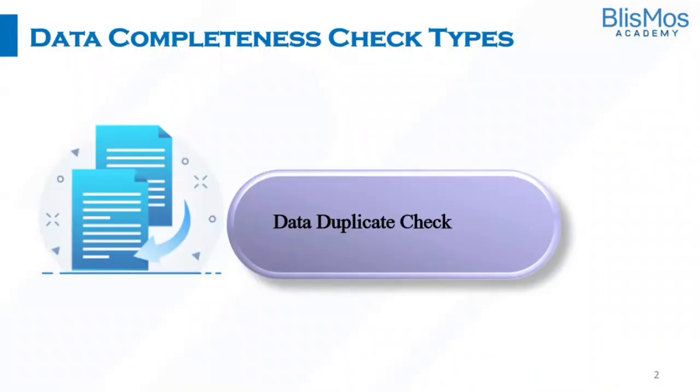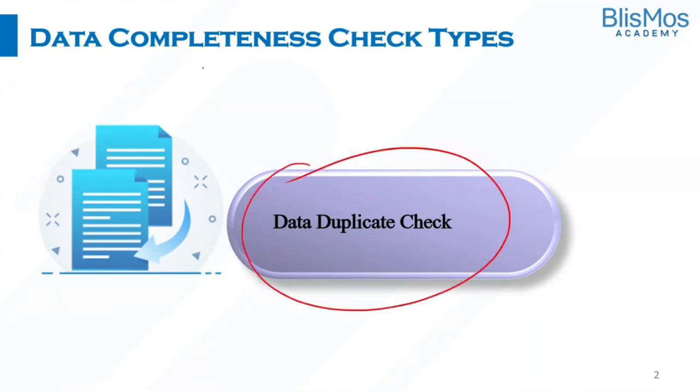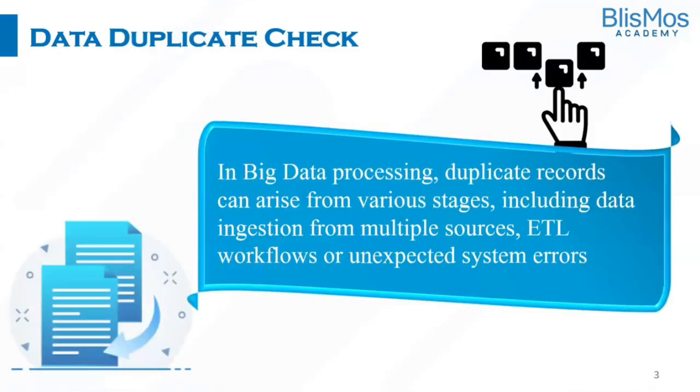As we have seen in the earlier videos, data duplicate check is a part of the data completeness check. So when we are dealing with big data processing, duplicate records can arise from various stages, like ingestion from multiple sources and as a part of the ETL workflows. And if there are any unexpected system errors, in those cases, duplicate records may arise. But the question is, are the duplicate records good or bad? What do you think? Let us find out.